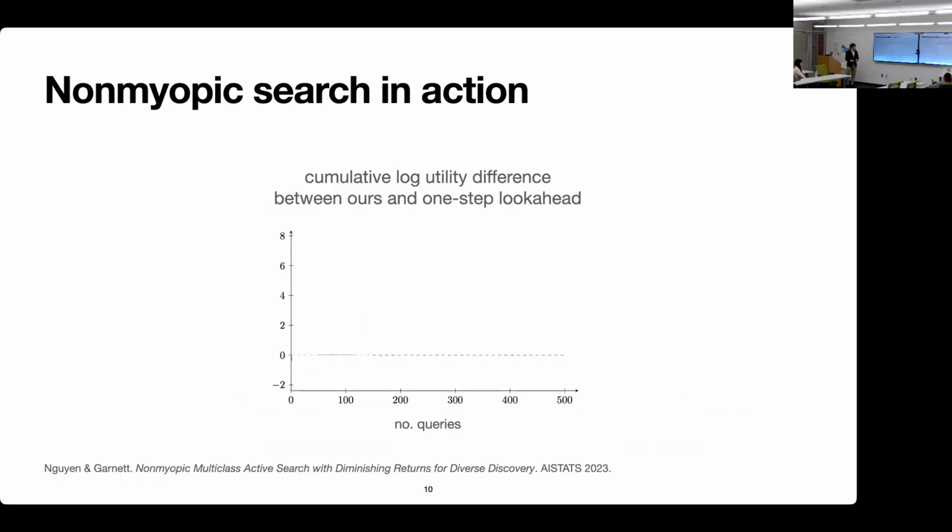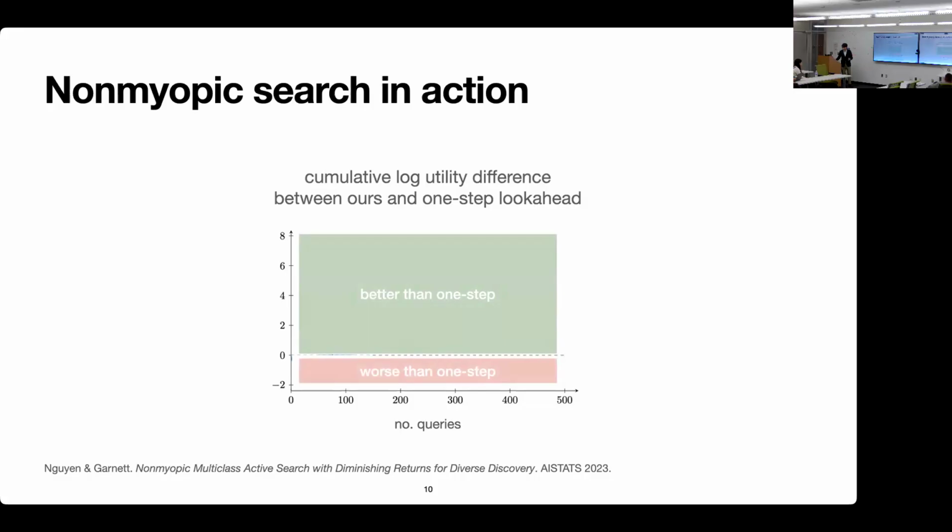Now let me talk a little bit about the non-myopia that we induce in our decision-making policy. In order to do that, I'm showing here this plot that is a function of time, so a function of number of data points that you have collected. The y-axis will be the difference in the cumulative utility between our policy, which is non-myopic, and the one-step policy, the greedy myopic policy. Because it's a difference between utility, anything above zero means that we are doing better than the myopic one-step policy. If it's below zero, then we're doing worse.